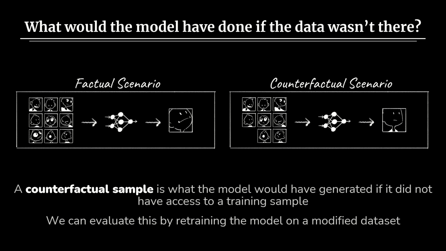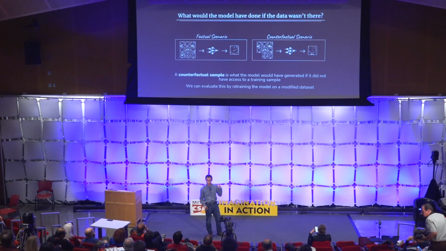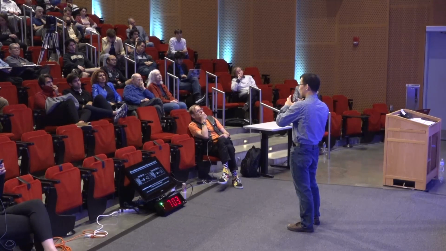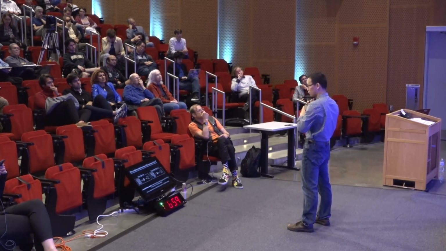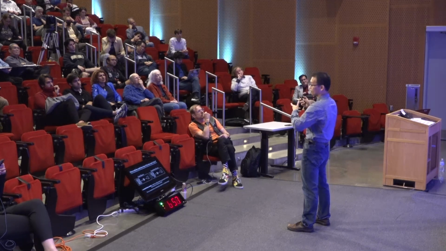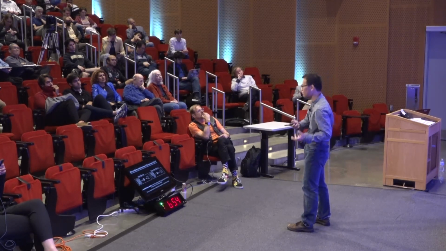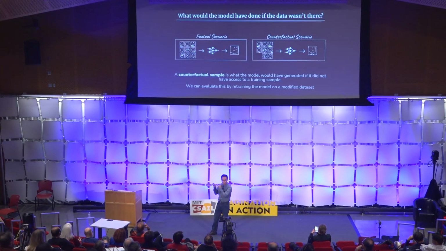Now, this is not just a thought experiment. We can actually evaluate this, right? All you have to do is to go back to your training set, take out that piece of data that's in question, and then train a whole new model on that new incomplete data set. And then, because what generative models actually do is they take randomness and turn that into a sample, we can take that same randomness that was used to generate the factual sample, use that on the new model that was trained on the incomplete data set, and use that to generate this counterfactual sample.